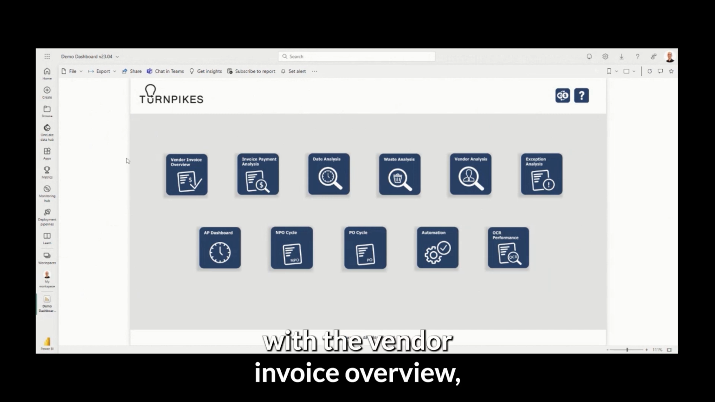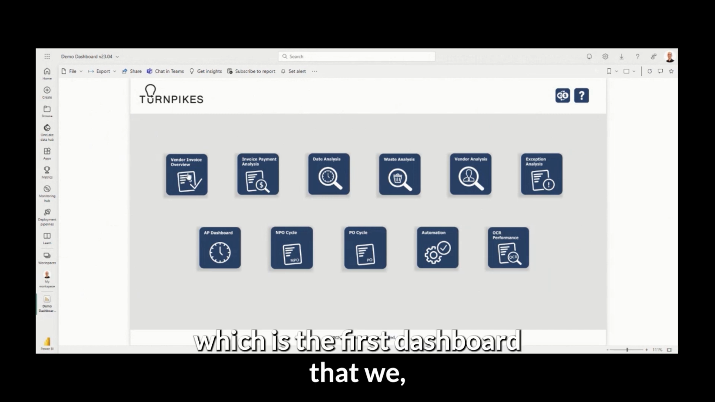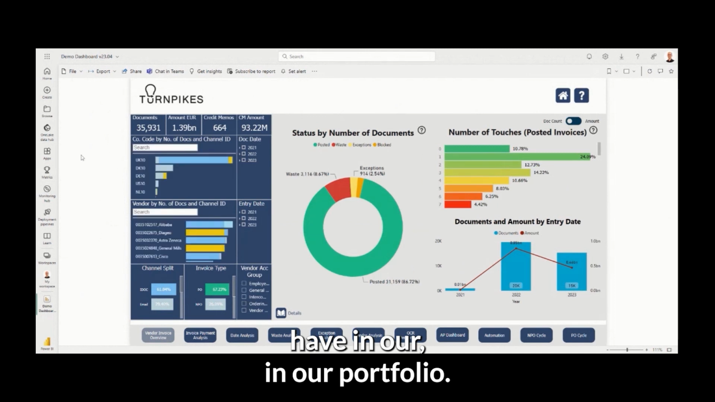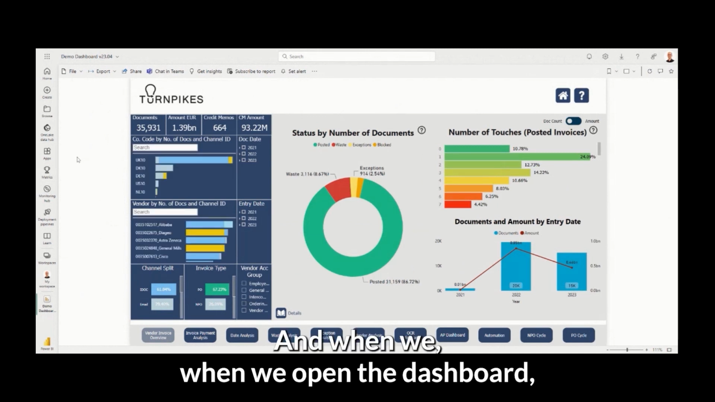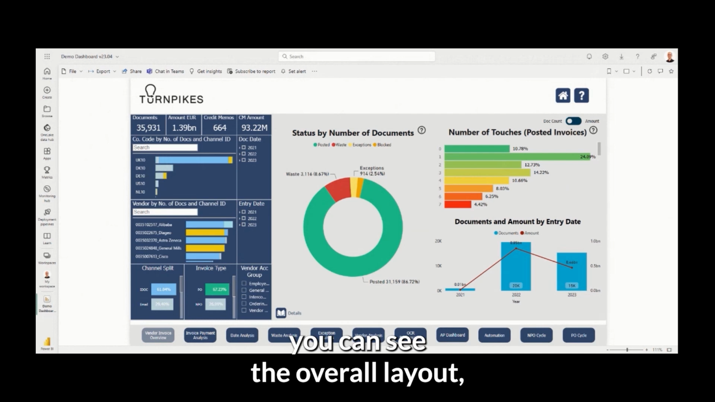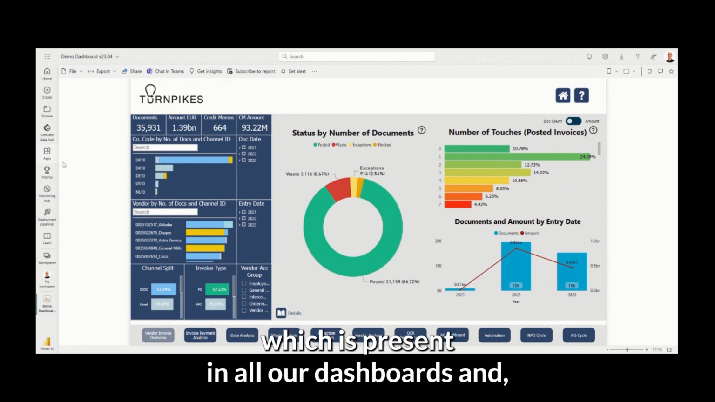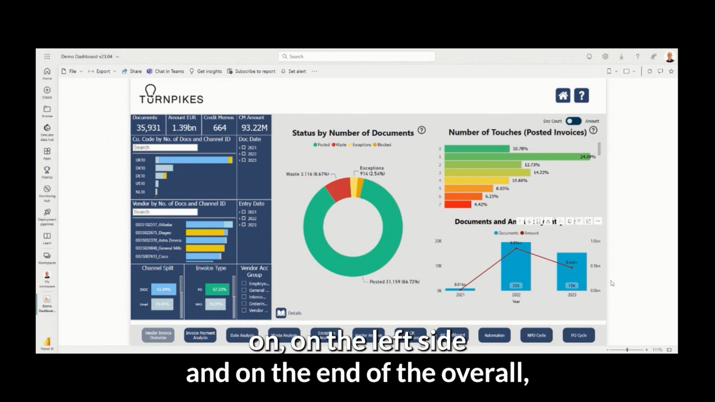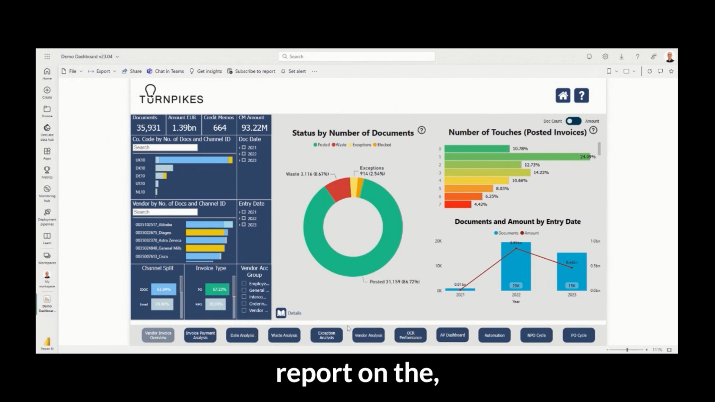So I will start with the vendor invoice overview, which is the first dashboard that we have in our portfolio. And when we open the dashboard, you can see the overall layout, which is present in all our dashboards, and which consists of the filtering selections on the left side and of the overall report on the right side.